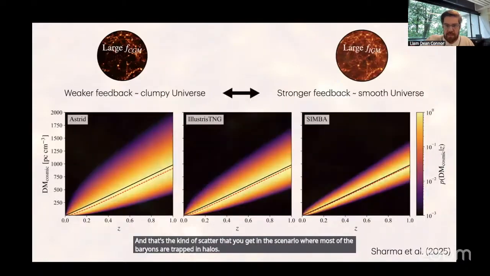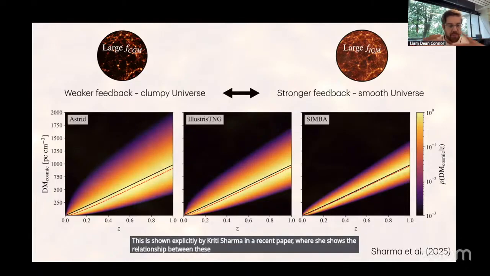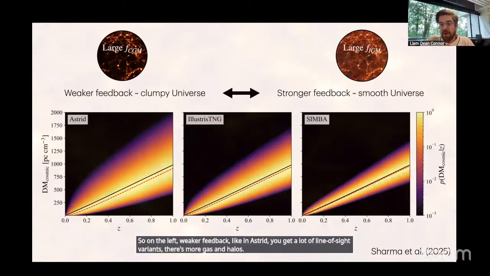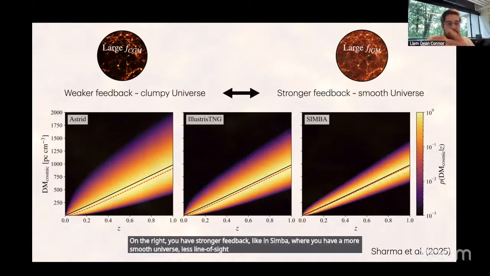halos. This is shown explicitly by Kriti Sharma in a recent paper, where she shows the relationship between these kinds of McCart plots, these one-point statistics, and two-point statistics like the baryon power spectrum. So on the left, weaker feedback, like in Astrid, you get a lot of line of sight variance. There's more gas in halos. On the right, you have stronger feedback, like in Simba, where you have a more smooth universe, less line of sight variance, a steeper DM cliff.